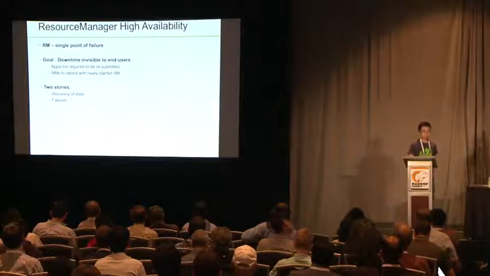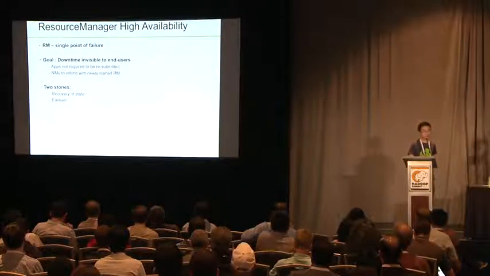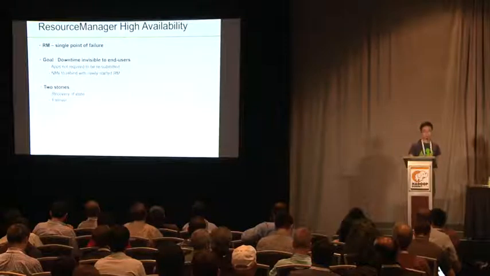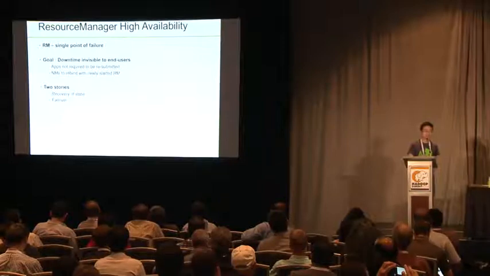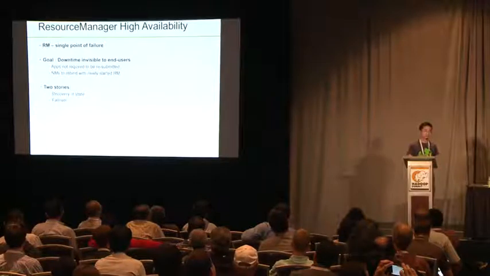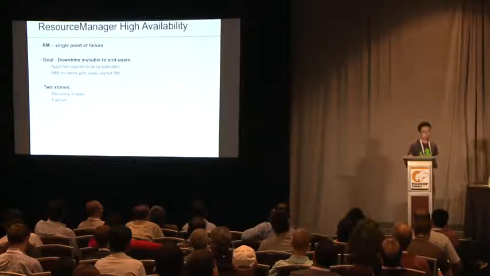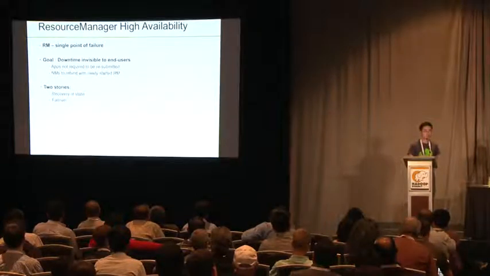As people know, the resource manager is clearly a single point of failure. The resource manager can crash for many reasons, and it can also be manually shut down for maintenance. Our goal is to make resource manager downtime invisible to end users. This means the applications that were running before the resource manager crash should continue to run without any interruptions after the resource manager comes back up. In the meanwhile, all the node managers inside the Yarn cluster should just resync with the new resource manager seamlessly.